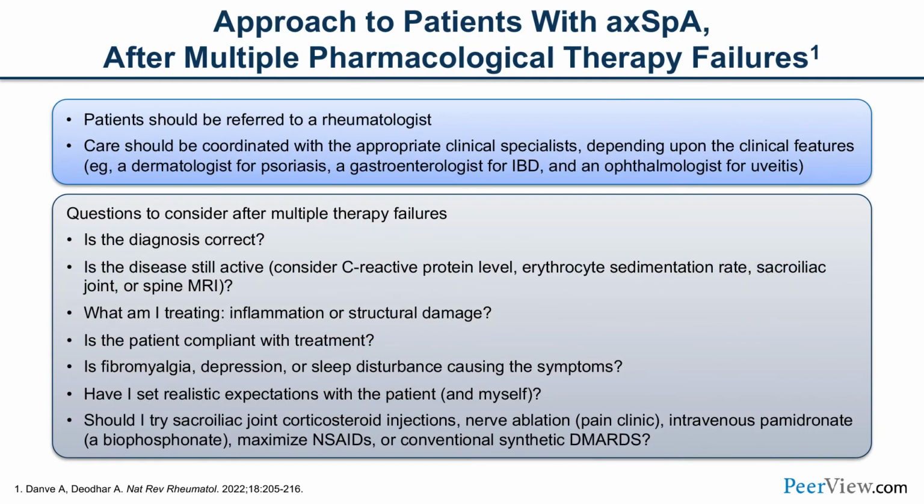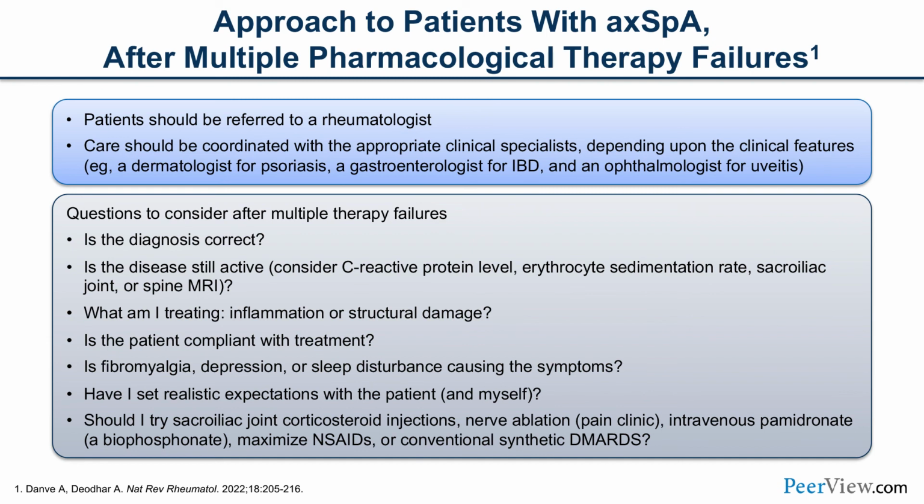So the approach after multiple pharmacologic therapy failures is far more complex, and that is the domain of the rheumatologist. And we work interprofessionally with primary care, orthopedists, and other practitioners who may be entry points for chronic back pain. And the first thing we want to know is, is the diagnosis correct? Are there other complications here? Is there OA in addition to this? Is there another pain condition such as central sensitization, such as fibromyalgia, or another condition causing sleep disturbances and fatigue? Does the patient have unrealistic expectations?